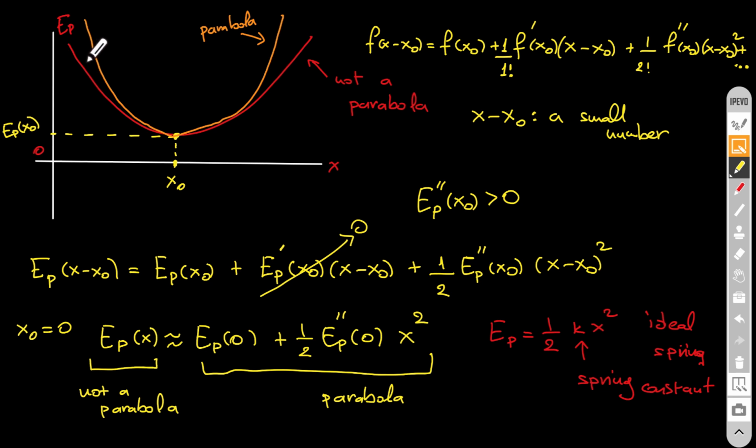So this is something important to keep in mind. You can use the Taylor series to approximate a minimum of the potential energy, but when you do it, make sure you stay around that point. This approximation is not valid forever. It's not valid for any value of x. You have to stay around the minimum.